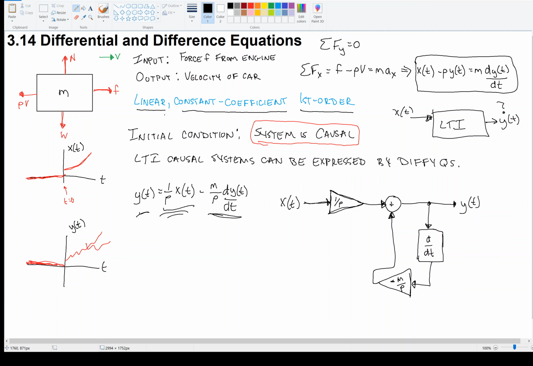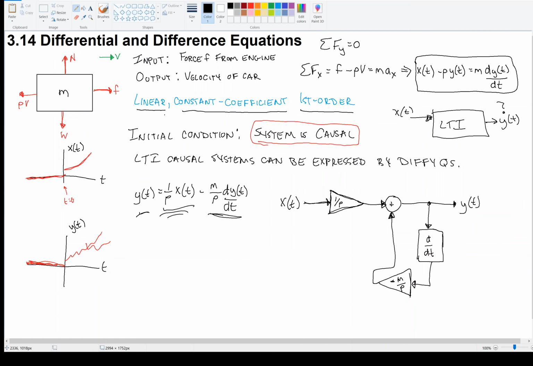Okay, and again, those of you who have had analog electronics, this is an amplifier with gain 1 over rho. This is an inverting amplifier with gain negative m over rho, and this is a differentiator. And because the gain is negative here and it's being added back, or fed back, this is a negative feedback system.